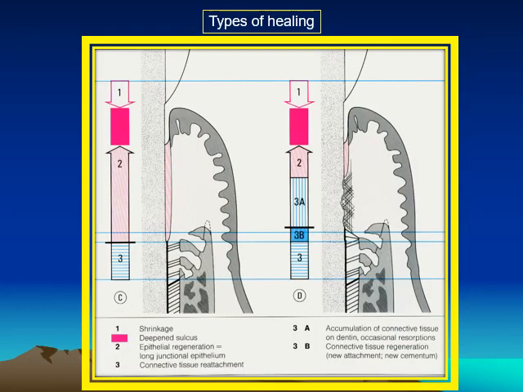There are several types of healing which may occur, either by long junctional epithelium, as we see in figure C, or by accumulation of connective tissue on the root surface, which may cause root resorption, or by connective tissue regeneration or new attachment, as we see in D.